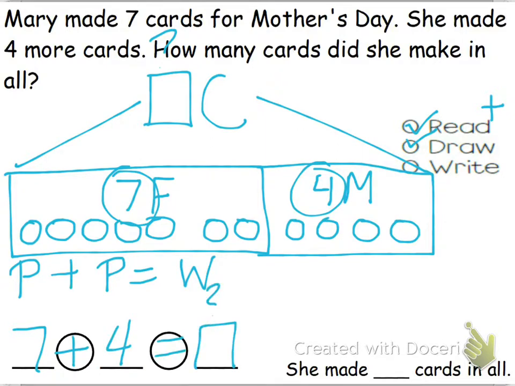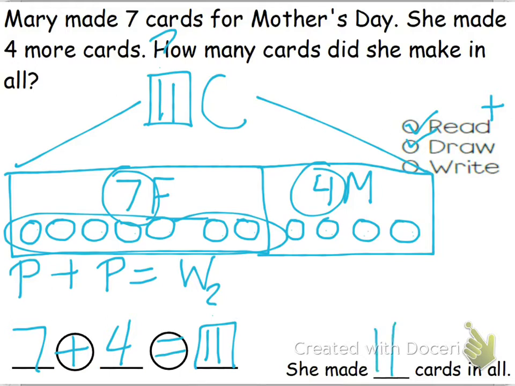Now, how can we figure out our whole? Well, we can just add our 2 parts together. Now, I know that 7 is bigger than 4, so I can put 7 in my brain and I can count on. So I can say 7, 8, 9, 10, 11. So I know my whole is 11. If you have to count each one, that is fine too. Okay, so she made blank cards in all. Well, she made 11 cards in all.